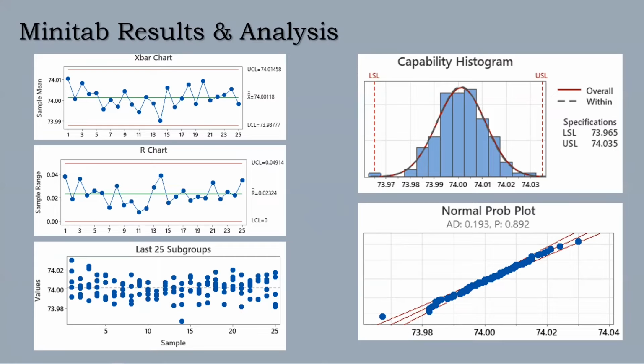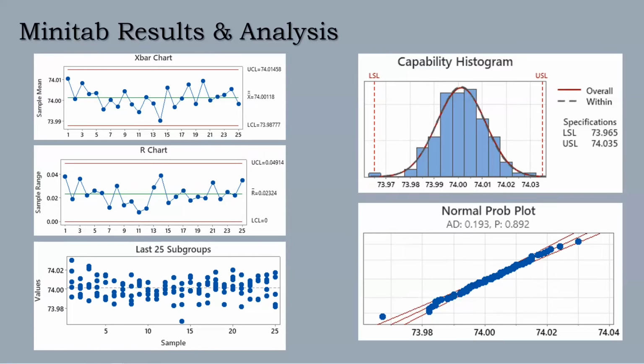If you see in the bottom left, we have the last 25 subgroups plot. The points appear to be randomly and symmetrically distributed around the process mean, which is a good thing. You can see that there are some areas of variation. We have some sort of outliers, if you want to call it that. But overall, this plot looks pretty good.